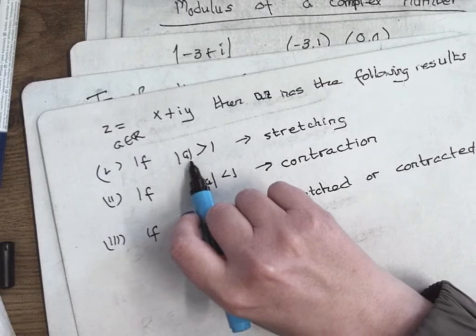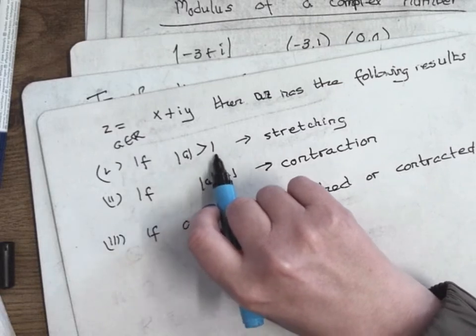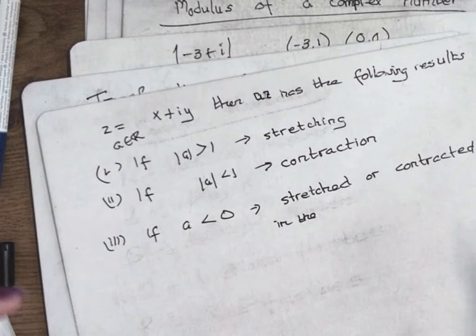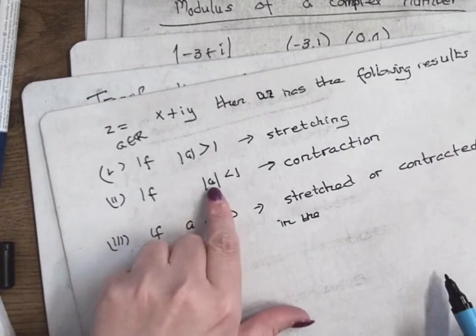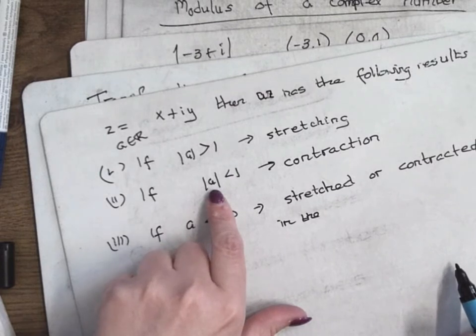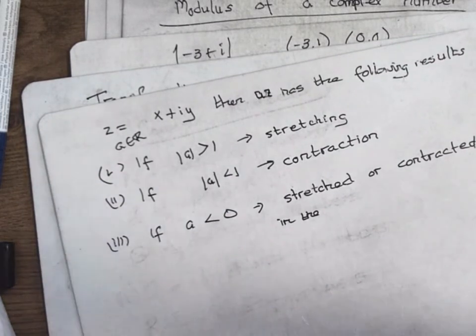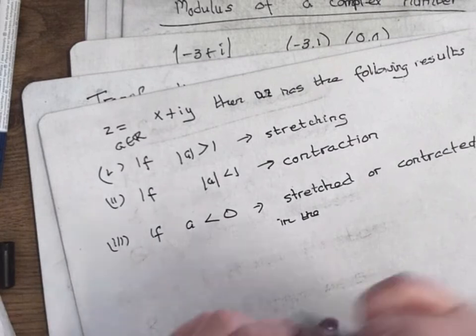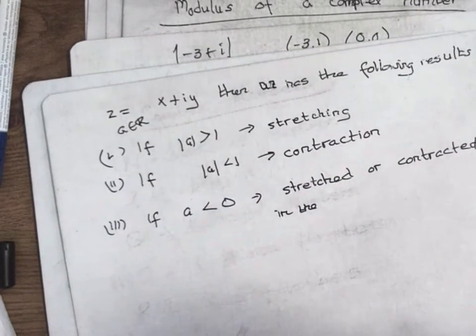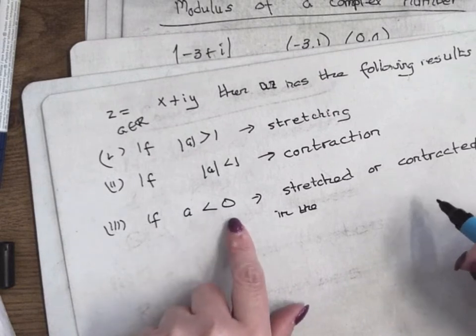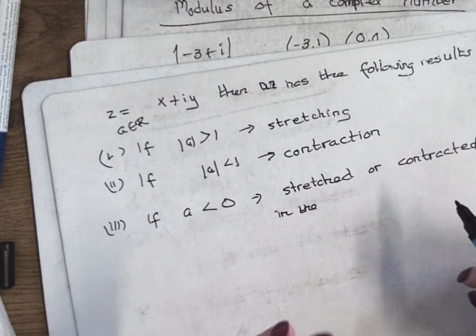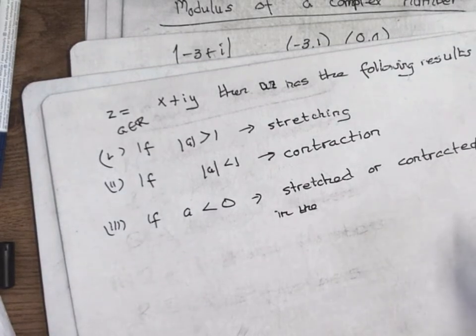If the positive value of A is greater than 1, then you're stretching it. As in our first example, it was greater than 1, it was 2. So we stretched it, we made it twice as far from the origin. We extended it out, right? If A, the number you're multiplying by, is less than 1, you squash it nearer the origin, so that's called contraction. And if A is less than 0, as in if A was negative, we stretched or contracted it in the opposite direction.